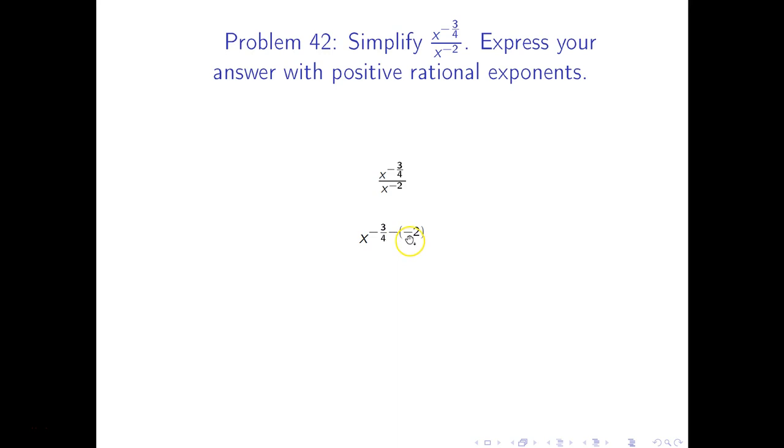Well, subtracting turns into addition because it's subtracting a negative. And further, I changed 2 into 8/4. I did that so I have a common denominator, because we don't use mixed numbers as our exponents. So I have to make them improper. And then I have -3 plus 8, which gives me positive 5/4. That's it. That's all you have to do with this problem.